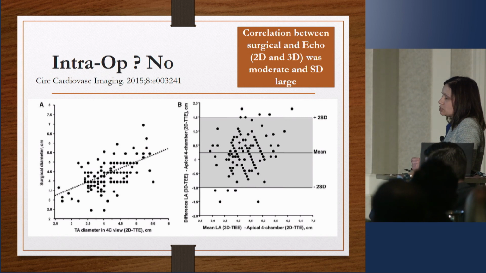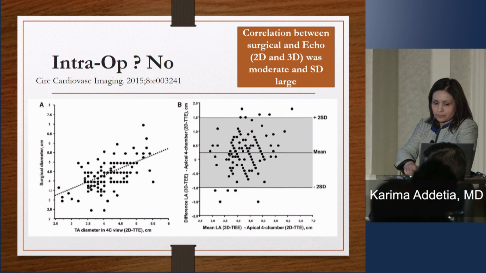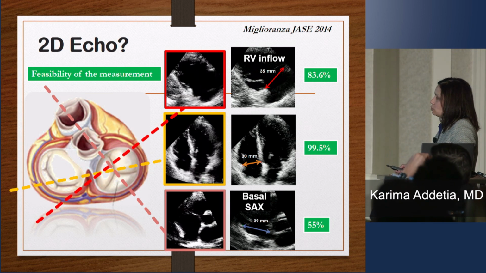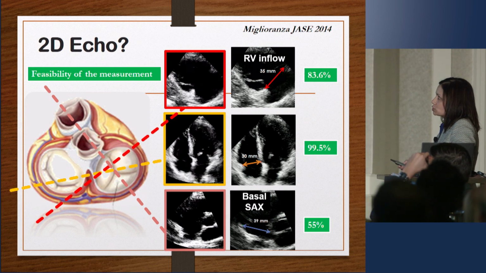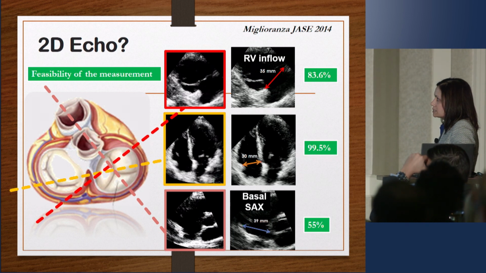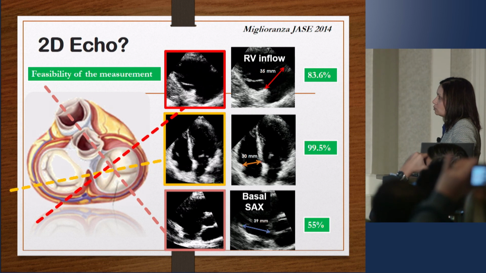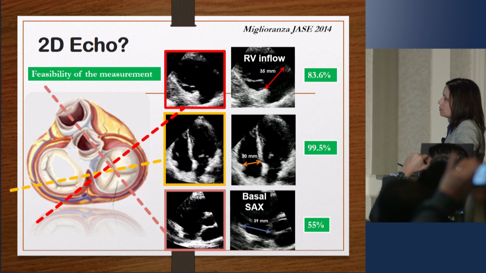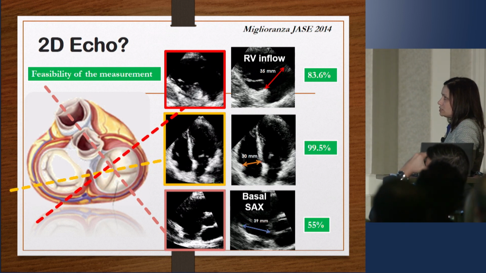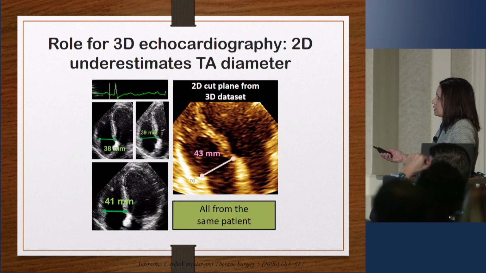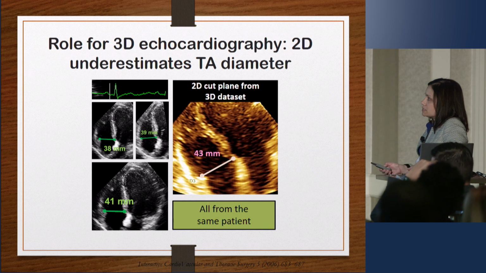But the thing about the surgical measurement is that there's a lot of variability, a very high standard deviation. Now, Dr. Badano's group recently published a paper looking at the different locations where we can measure the tricuspid annulus size: the RV inflow view, the apical 4-chamber view, and the basal short axis view. What they found was that the feasibility is greatest for the apical 4-chamber view. The feasibility of the others is not so great, and actually, the basal short axis view feasibility was only 55%. But we know that 2D echocardiography underestimates the size of the tricuspid annulus.